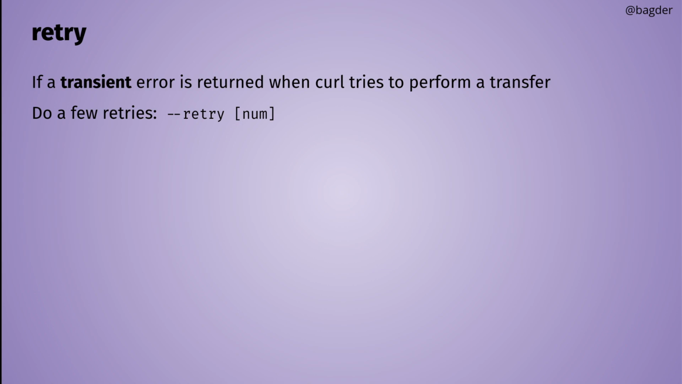Creative name, right? It retries. It's an option, it says retry, and you specify a number. Retry this many times. So in case it's a transient error, retry this many times and then give up. If it still fails, it'll return an error, but otherwise it'll try again. Of course, it has a default delay, I think it's exponential, so it will delay a little bit longer after every failure.